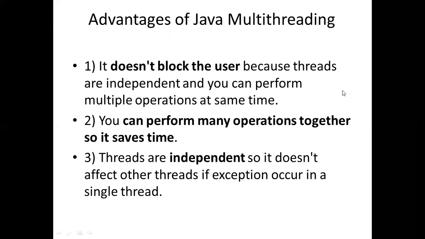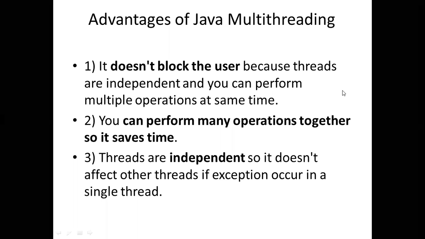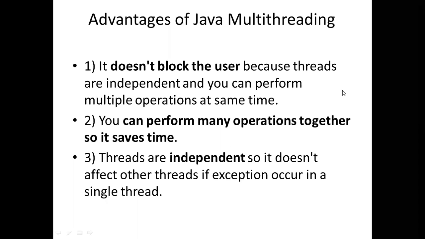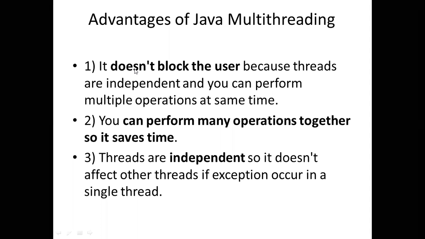Next, what is the advantage? It doesn't block the user, because threads are independent and they can perform multiple operations at the same time. So you can perform many operations at a time, which will save your time. You don't need to switch again and again between different operations. Threads are independent, so they will not affect other threads. If an exception occurs in a single thread, it is separate from the other threads, so they usually don't interfere with each other. Each and every thread works in an independent manner.